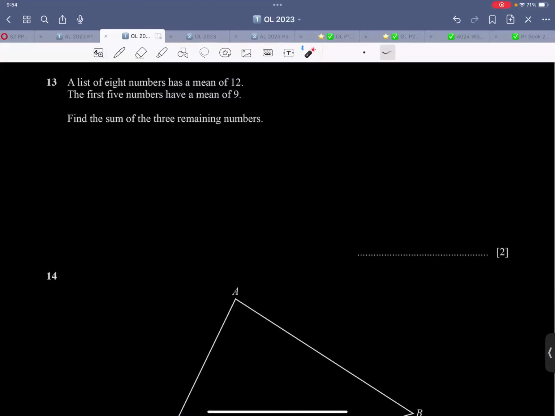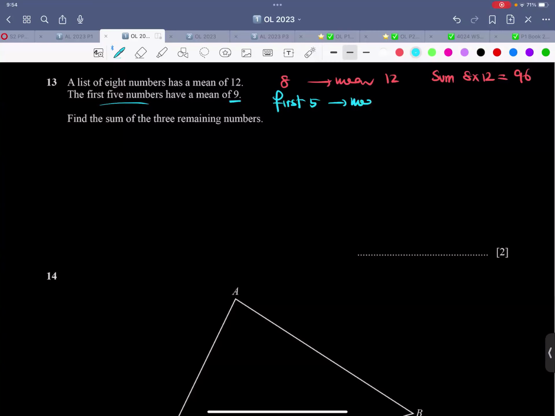So now it says a list of 8 numbers has a mean of 12. So there are 8 numbers and the mean is 12. That means the sum would be 8 into 12, which is 80 plus 16, 96. The first 5 numbers has a mean of 9. So the sum of these numbers is 5 into 9, which is 45.